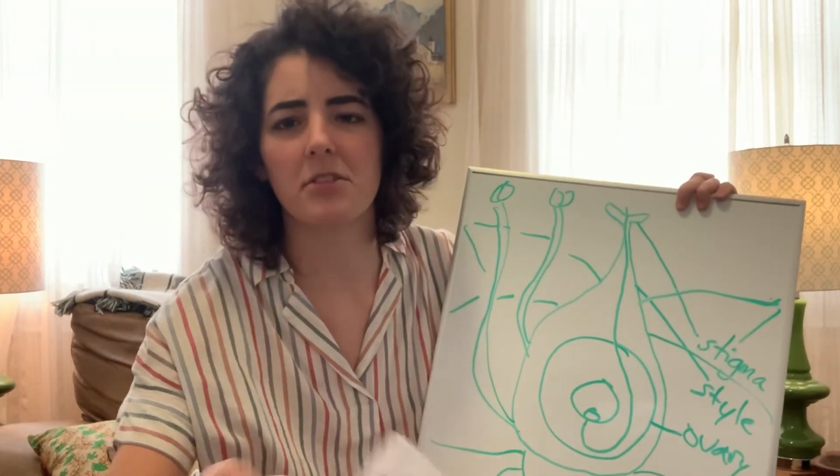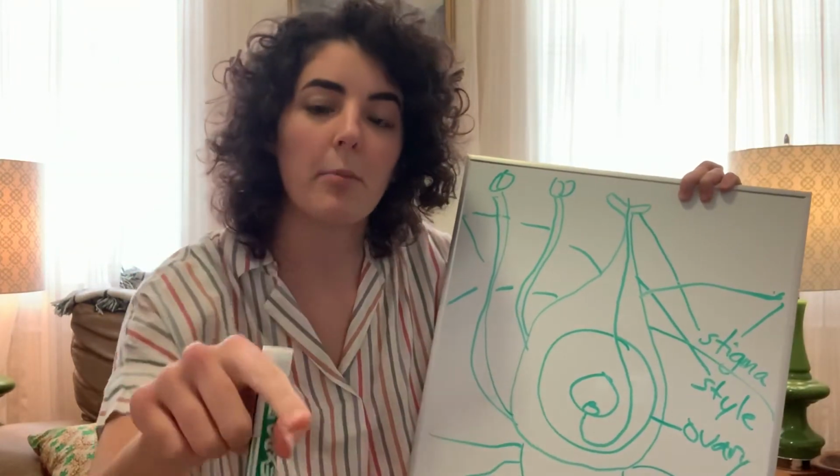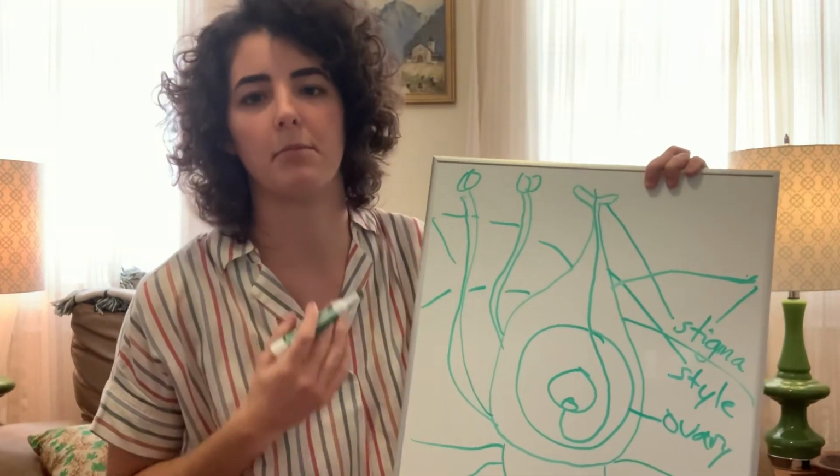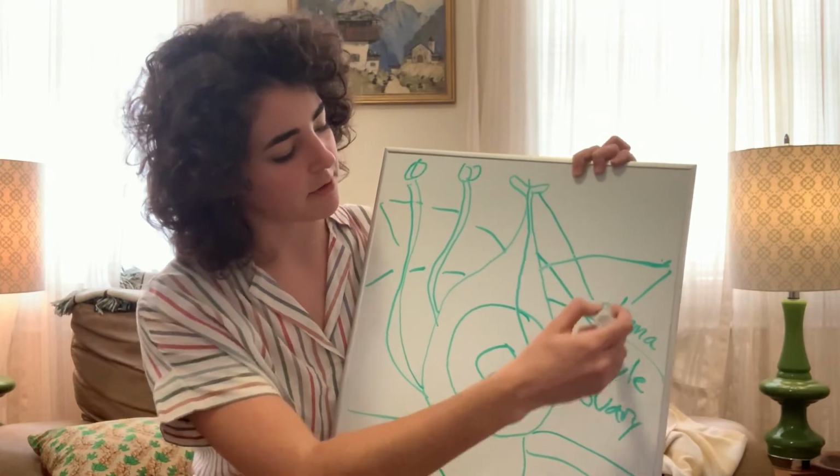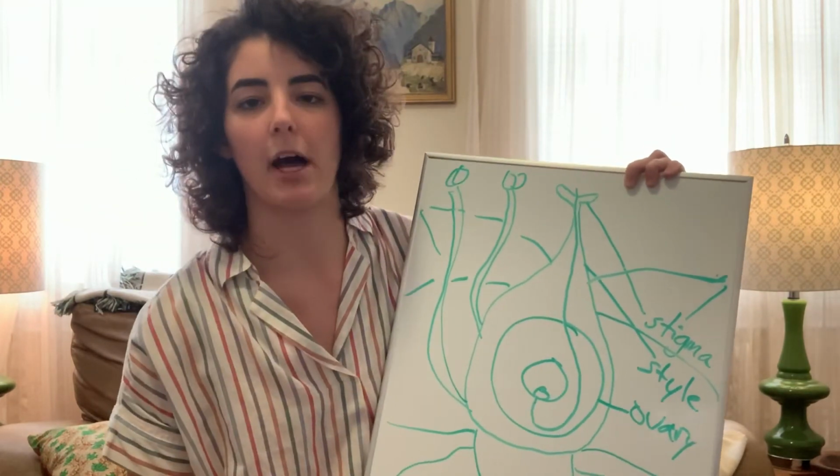I promise in the notes I have a much better picture. Look how beautiful that is. So look at your notes, print them off, love them, cherish them, because this is ugly. But these are the parts of the flower. So you've got the female parts and the male parts in the same flower.